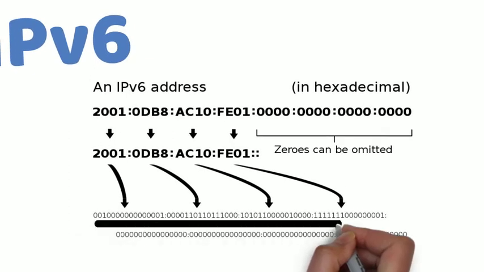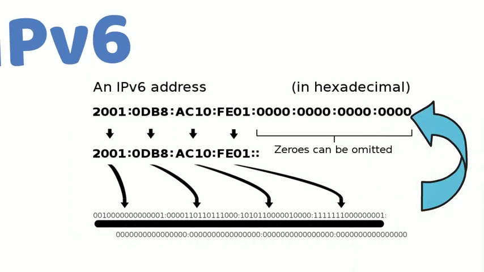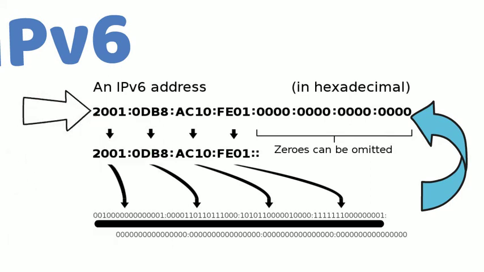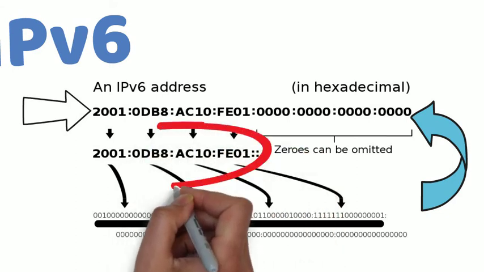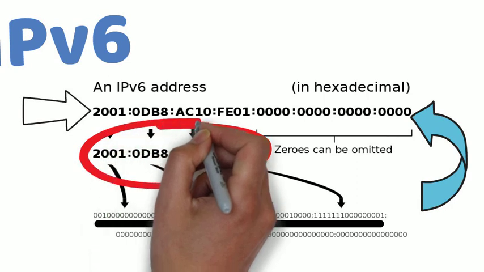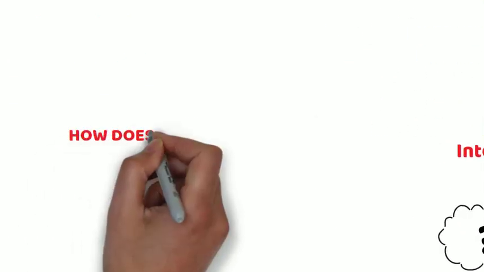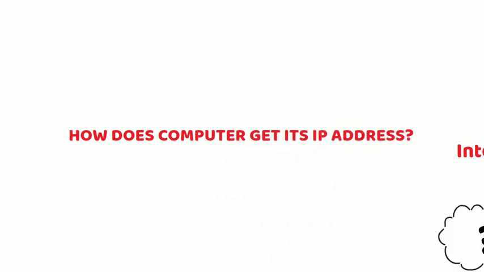IPv6 uses 128 binary bits to create a single unique address on the network. An IPv6 address is expressed by 8 groups of hexadecimal, base 16, numbers separated by colons. Groups of numbers that contain all zeros are often omitted to save space, leaving a colon separator to mark the gap. How does your computer get its IP address?